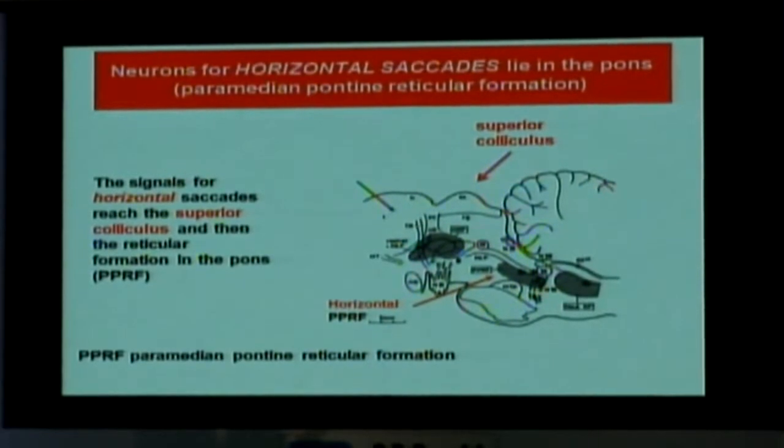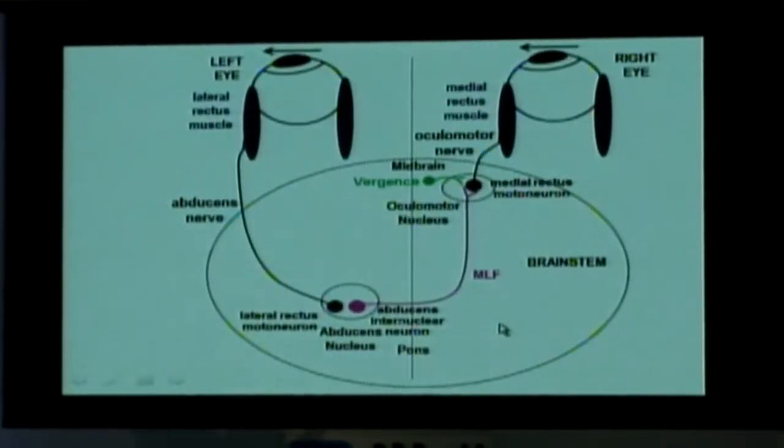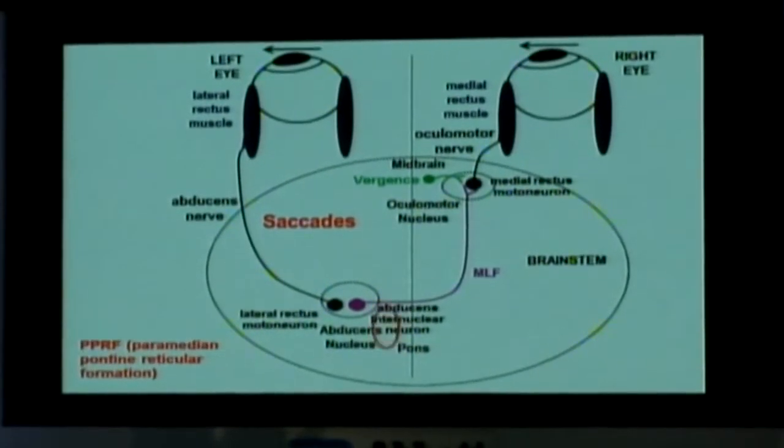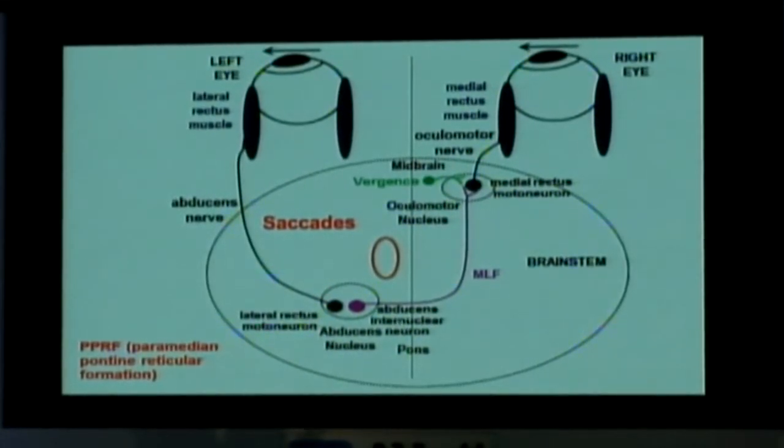The signals for horizontal saccades come from the cortex, the colliculus, and they end up in the pontine paramedian reticular formation. That's right here. So let's go back to our diagram. Here's our conjugate gaze pathway. This is for saccades now. The PPRF, the pontine paramedian reticular formation, is where the saccade neurons live. There they are, right there in the pons in the reticular formation. They project to the abducens nucleus. So, where is this patient's lesion?